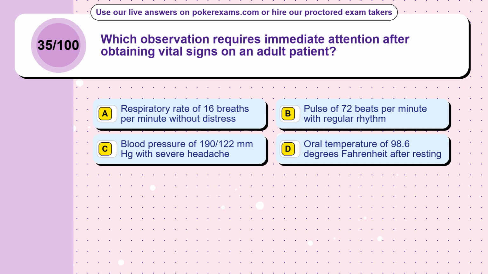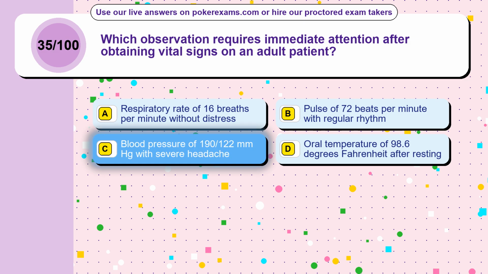Question 35. Which observation requires immediate attention after obtaining vital signs on an adult patient? Option A. Respiratory rate of 16 breaths per minute without distress. Option B. Pulse of 72 beats per minute with regular rhythm. Option C. Blood pressure of 190/122 mmHg with severe headache. Option D. Oral temperature of 98.6 degrees Fahrenheit after resting.